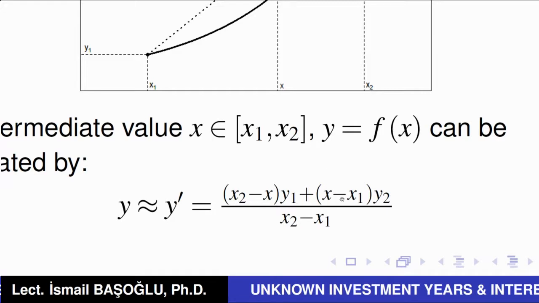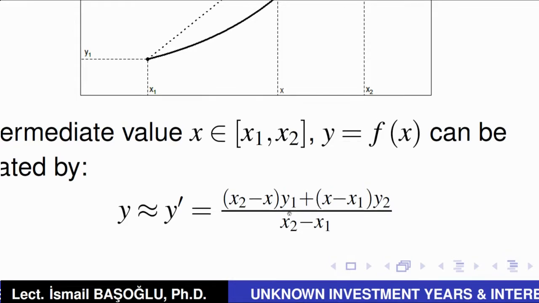So when you divide these distances, x2 minus x and x minus x1, by the total distance between x2 and x1, these values are just going to be two values between 0 and 1, and they will sum up to 1. Therefore, they will be considered as the weights of y1 and y2. What you need to be careful about here is that y1 is going to be multiplied with the opposite distance between x2 and x, and y2 will be multiplied with the opposite distance between x1 and x.